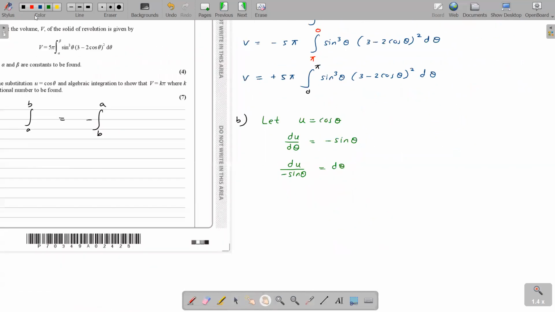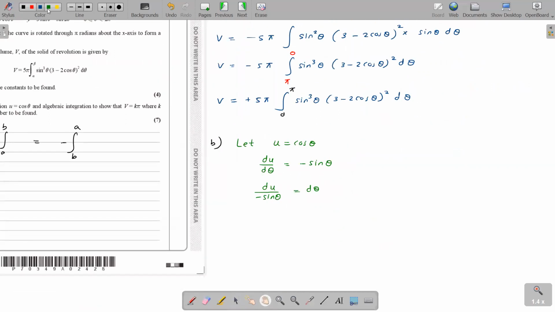So now it's time to replace, and even the limits should be replaced, right? Can you all replace the limits? So the theta limits I want to replace with u limits. Theta limits: the upper limit is pi, the lower limit is 0. When theta is pi, what's the u value? Cos pi. What's cos pi? Minus 1. And what's cos 0? Cos 0 is 1.